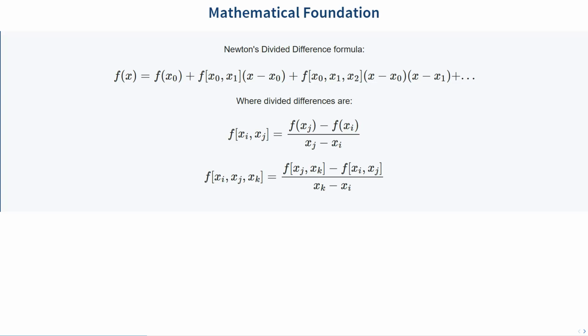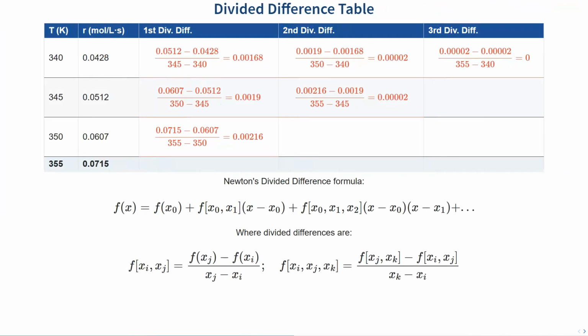So now, from the given data, you have to make the divided difference table. So here is the divided difference table. The formula is already given, and f(xi, xj) is nothing but f(xj) minus f(xi) divided by xj minus xi. So here the temperature data are given: 340, 345, 350, 355, and our reaction rates are 0.0428, 0.0512, 0.0607, 0.0715.